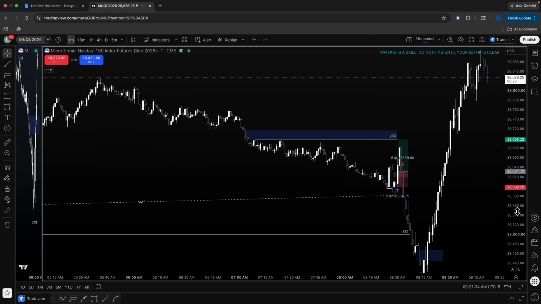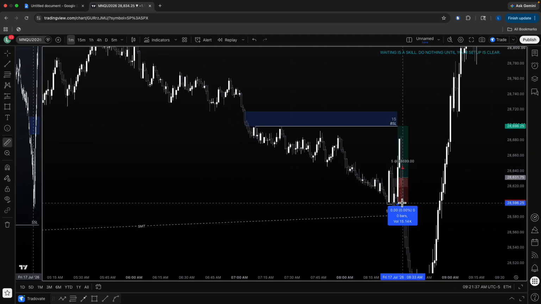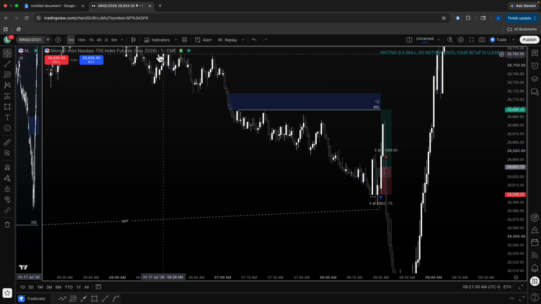A quick trade recap. I took one trade today. It was a long on NQ. It was a loss. It was this trade right here. So yeah, let's get into that.